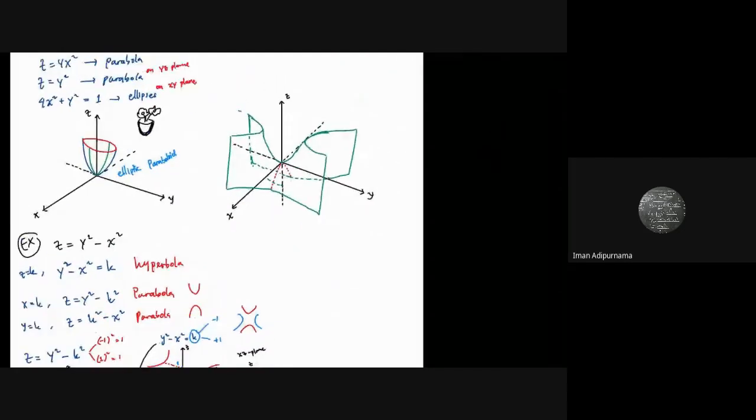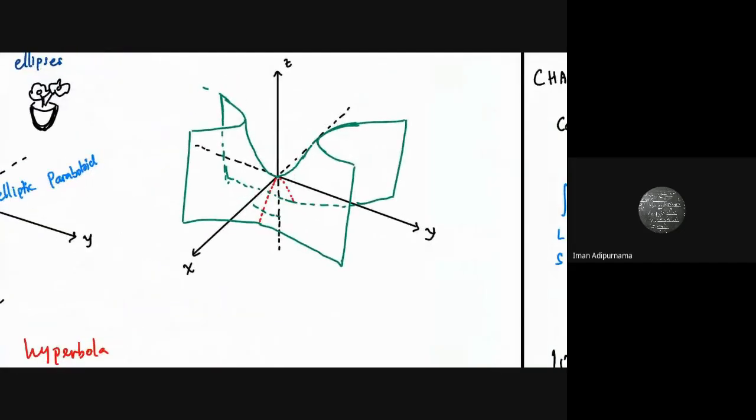Let me check. Yeah, so this is the parabola. This is also the parabola. Oh, this is the hyperbola below, and this is the hyperbola at the top. Let me make it more clear here. And also here, oh wait, wrong color.